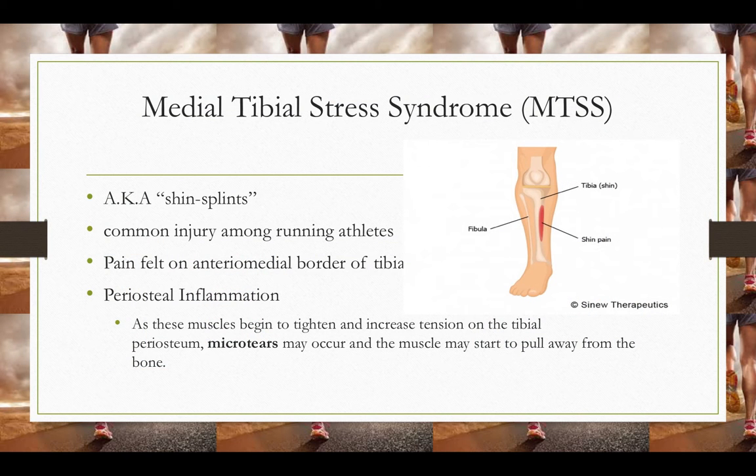So the first one that's commonly seen is called medial tibial stress syndrome. Most of you probably know it as shin splints, and this is very common among running athletes. In fact, according to the Principles of Athletic Training textbook, it accounts for as much as 15% of all running-related injuries. But it also is very common among jumping athletes as well. So a lot of the track and field athletes are experiencing this.